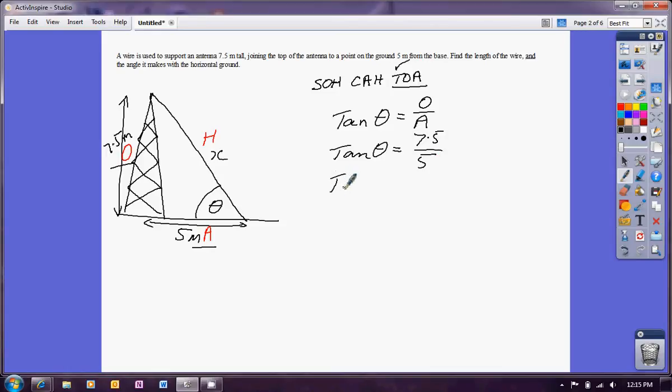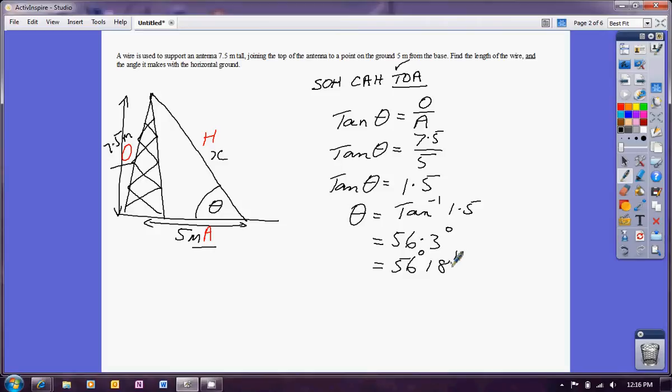So therefore tan theta equals 1.5. Or if we prefer rewriting that, theta equals inverse tan of 1.5. This gives us an angle of 56.3 degrees, or converting that to degrees, minutes and seconds, 56 degrees and 18 minutes.